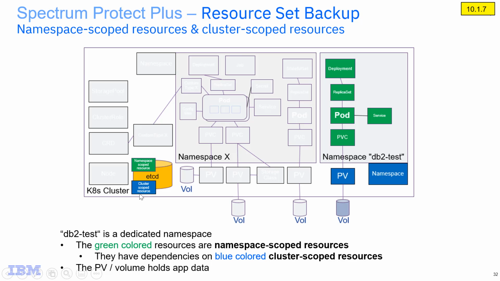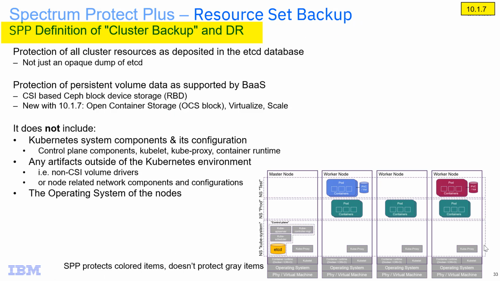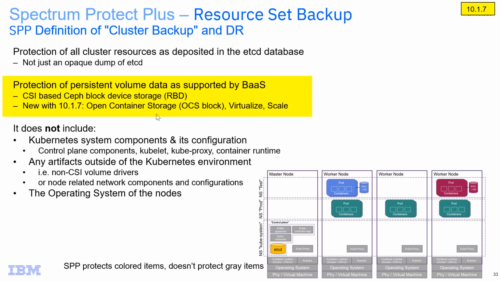And this is going to be what we're actually working with to protect when we talk about protecting those namespaced and cluster scoped resources. So I want to be specific about how Spectrum Protect Plus defines a cluster backup and disaster recovery. So we are going to provide protection of the cluster resources as they are deposited into the etcd database here. And so this is not going to just be an opaque dump of the etcd. We're actually going to do a refined backup of that, creating those tarred and zipped files that will be sent to min.io. We're also going to protect the persistent volume data as supported by our Spectrum Protect Plus container backup support application in the BAS namespace.